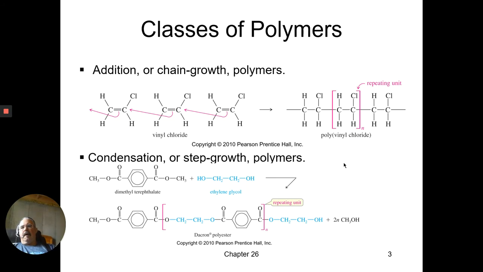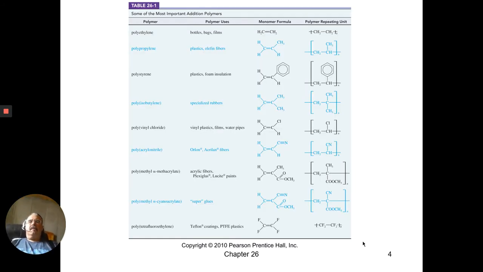Okay, so here we have dimethyl terephthalate, and we do a transesterification with ethylene glycol. And this is the repeating unit. This is a polyester known as Dacron. This is also the polymer Mylar. This is used in clothing. Mylar is also used in balloons, for example. Right, so these are some important addition polymers.